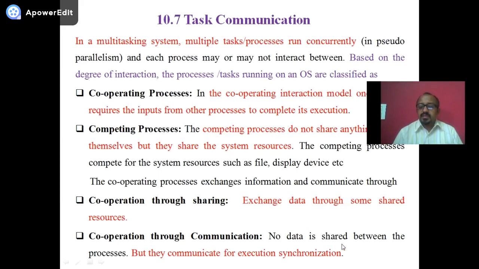No data is shared between the processes, but they communicate for synchronization. In some processes' execution, they need not exchange any data, but for process synchronization, first you execute, second I will execute, then third, fourth, like that, some synchronization among the processes is required. For that they exchange a single bit of data, that is, flags they share.